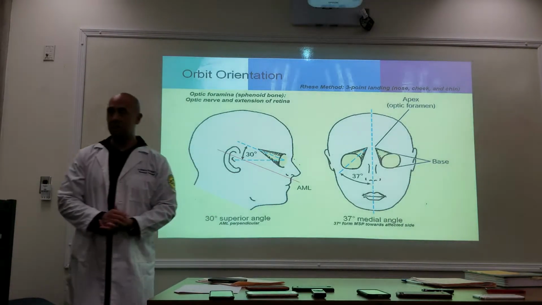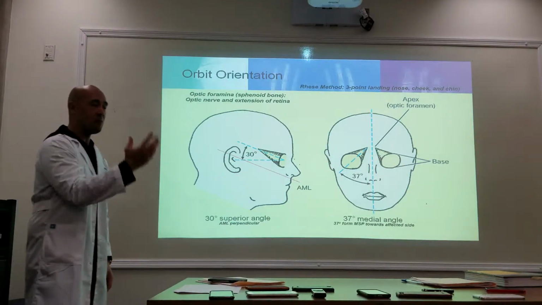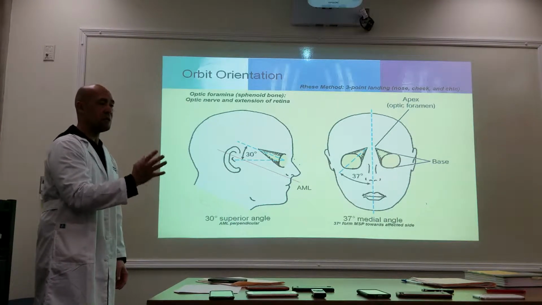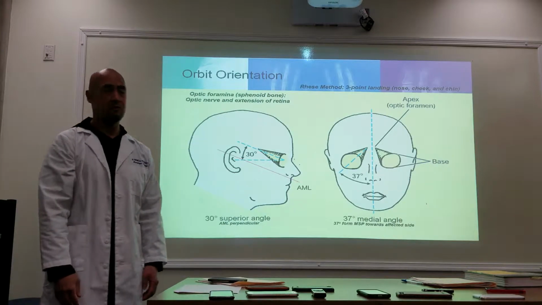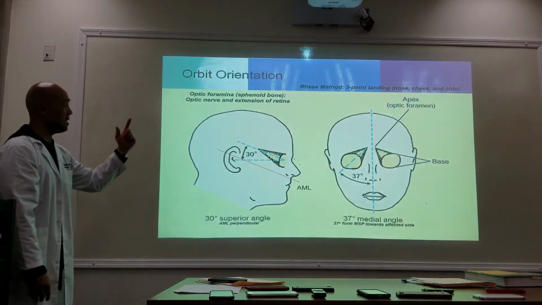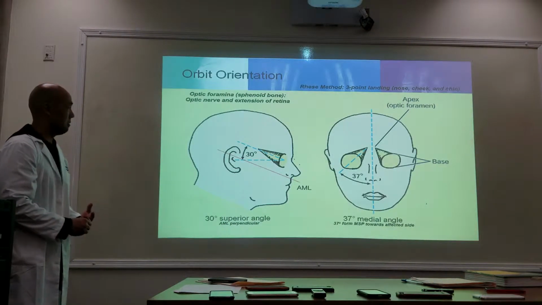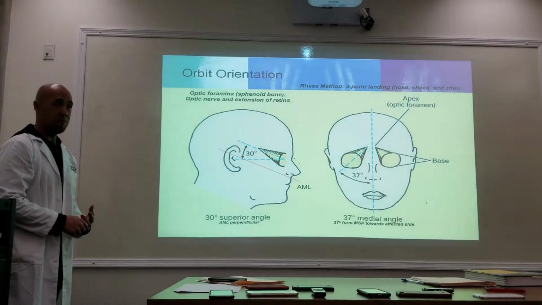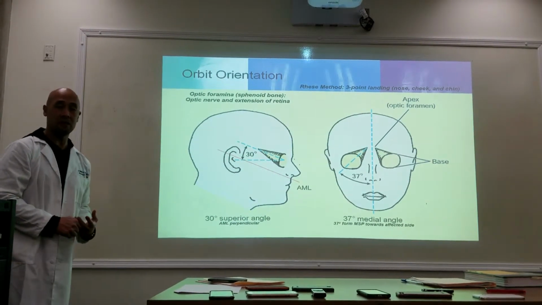This actually has a name. It's called the Reese method. So AML perpendicular with a 37 degrees rotation is called the Reese method to visualize the optic foramen. We're going to be doing this in lab. Okay, so we're going to be practicing the Reese position in lab.